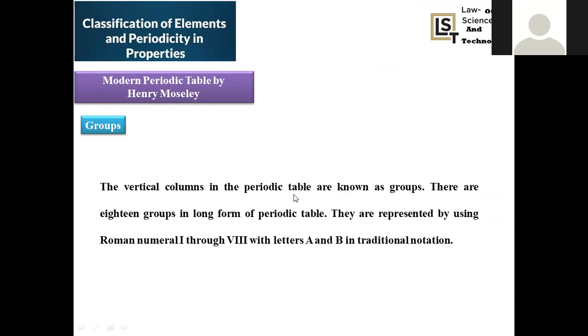Vertical columns present in the periodic table are called groups. In the entire new periodic table, elements are categorized into 18 groups. Earlier there were 8 groups in Mendeleev's table. They are upgraded into 18 groups in this new periodic table. They are represented using Roman numerals at the start of this modern periodic table, indicated as 1 to 8 actually. And again, there is a subcategorization like A and B in the traditional notational form, right? So Roman numerals are indicated as 1 to 8.